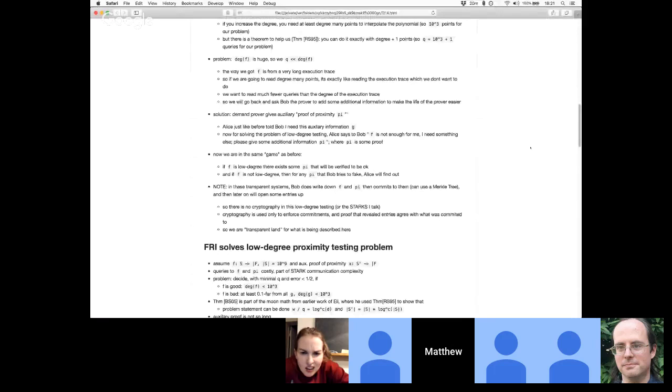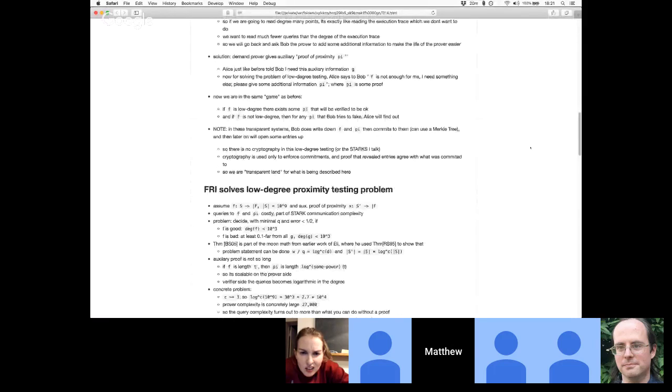And so he continues to solve this. The important note, I thought, was that we are in a transparent system. So for the proof pi that Bob makes, he writes down the f and the pi and commits to them. You can commit to this using a Merkle tree. And then later on, he's going to open up some entries.